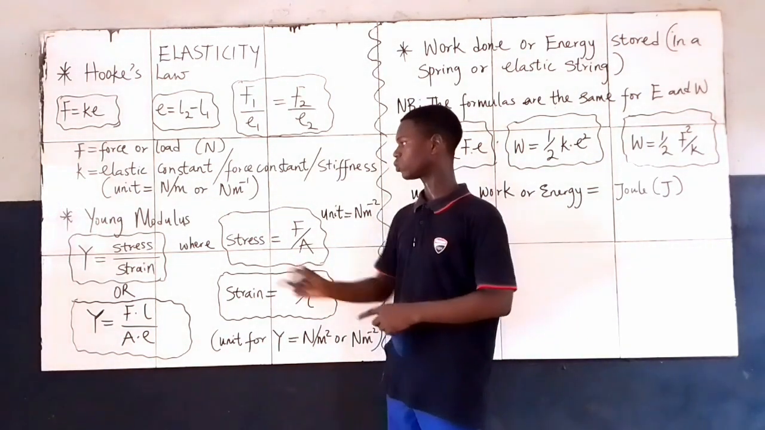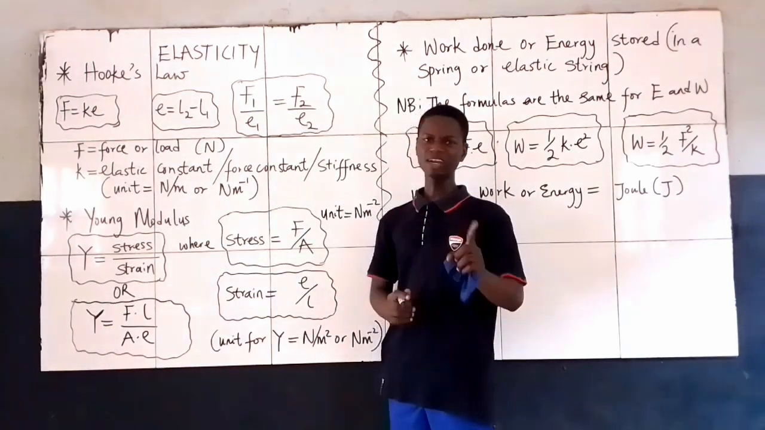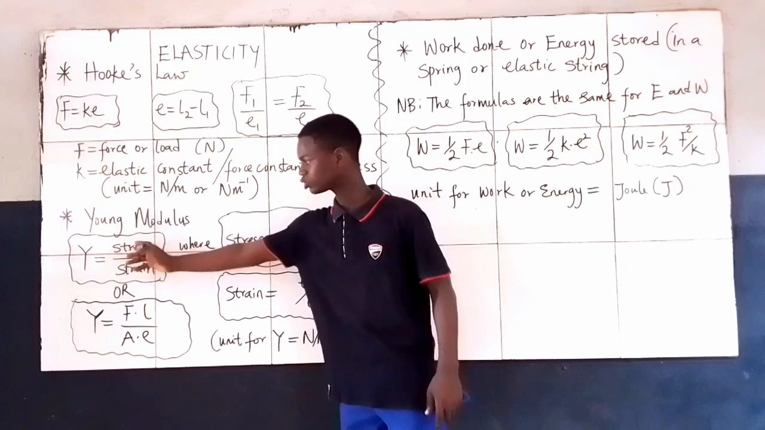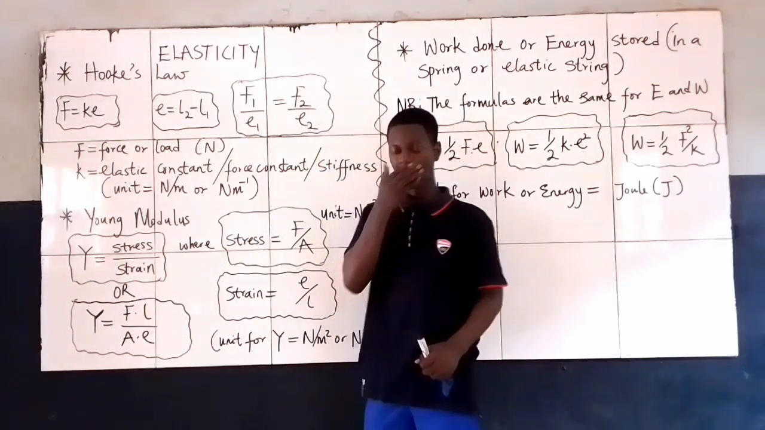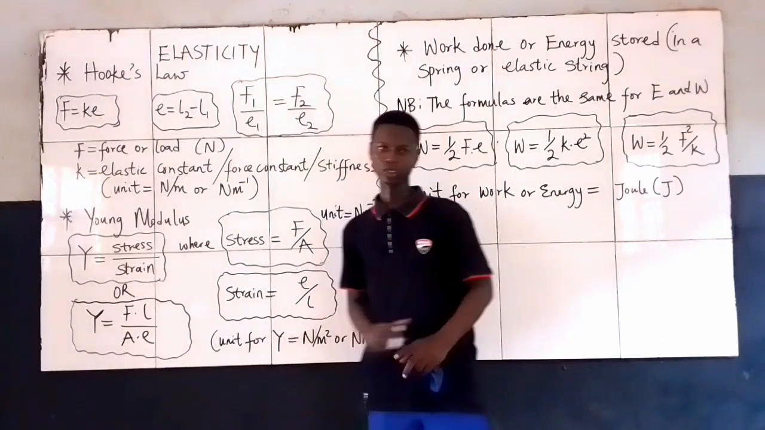Let's quickly go straight to Young's modulus. Now, the general formula for Young's modulus is that Young's modulus equals the stress over the strain. Another way they can call this, they will say tensile stress over tensile strain.